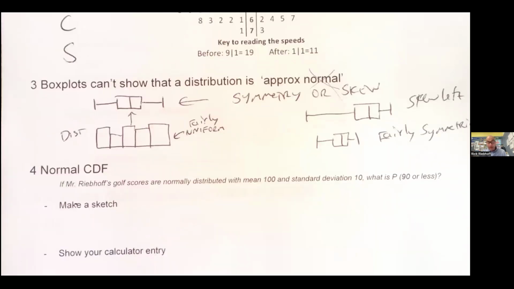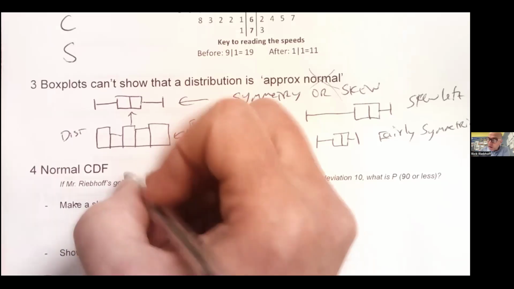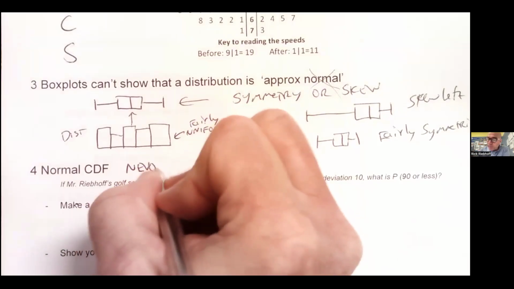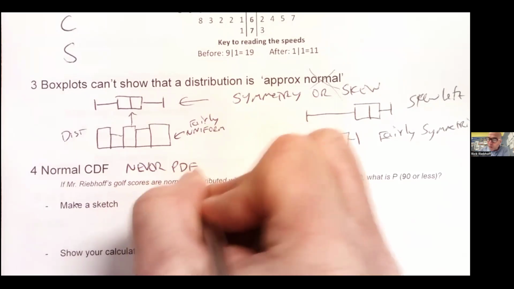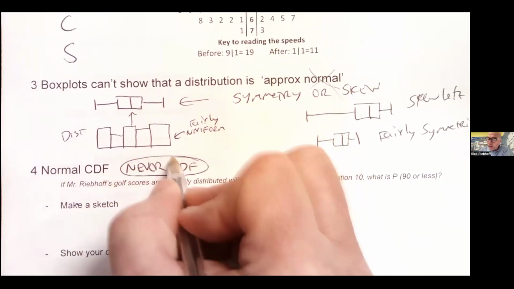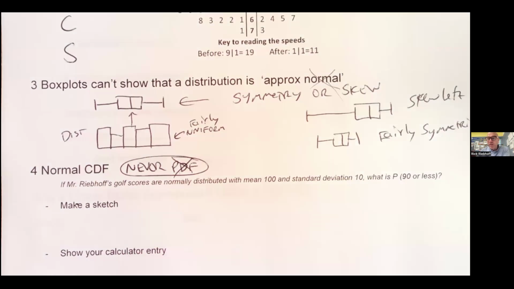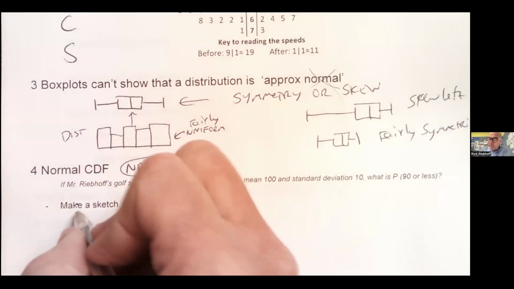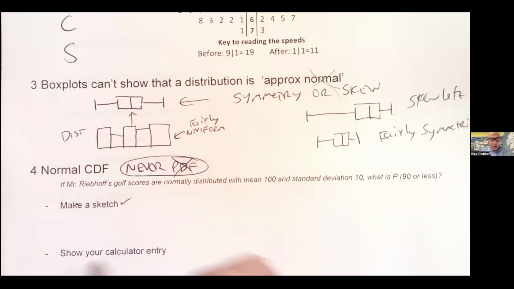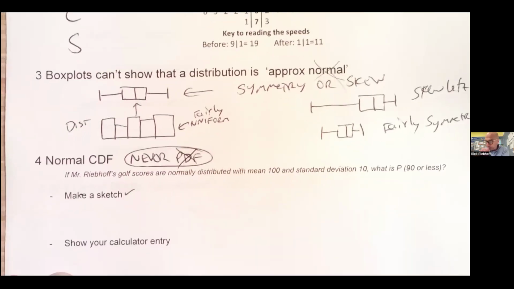Cool. All right. Speaking of normal, normal CDF. I know there's a normal PDF on your calculator. It is never PDF for normal. We never, ever use normal PDF. It's always accumulation. Okay. My advice is this: make a sketch and always show what your calculator entry was.